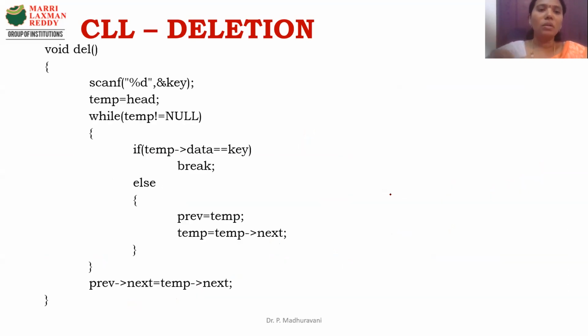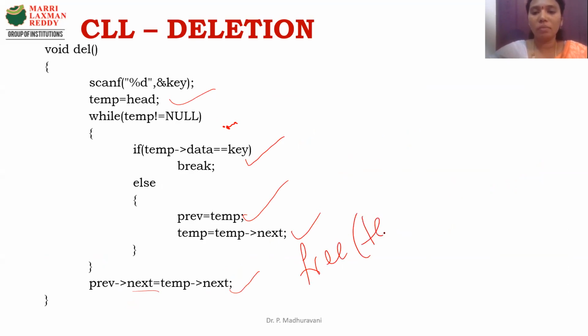See the function over here, starting from the head node till you reach the end of the list. Try to search for the key value. If not found, store the temporary information in the previous pointer and then move temp to the next node. Then give the links between the previous node and the temp next node. So this will isolate the temporary node. Hence, we can easily remove the temporary node by invoking free of temp. So this is the deletion operation in circular linked list.